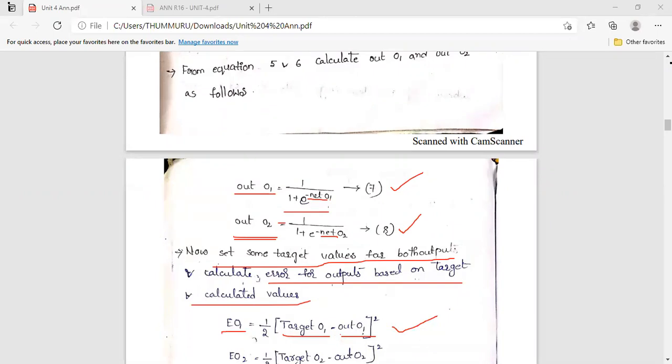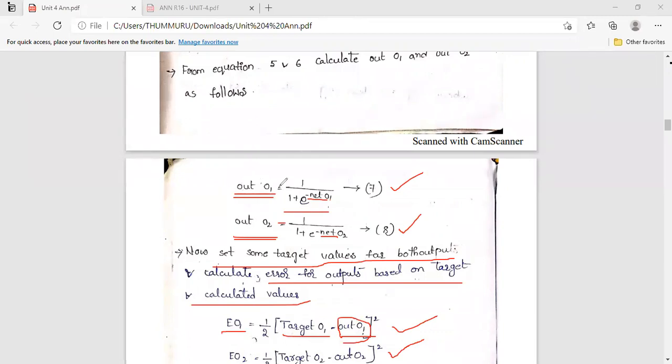Now calculate the error at out O2. So the same formula: 1 by 2 into target O2 minus out O2 whole square. Output of O2 whole square. Already we have calculated the output of O1 here. This is output of O1. These both are same.